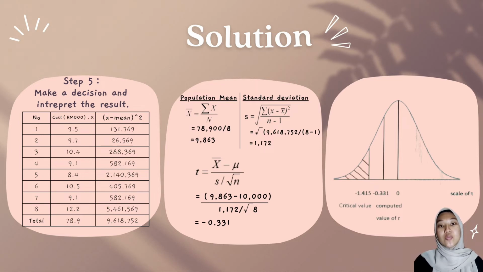Because negative 0.331 is in the region to the right of the critical value of t, negative 1.415, the null hypothesis is not rejected at the 0.1 significance level. To put it another way, the difference of 137 ringgit between the sample mean and the population mean could be due to sampling error.